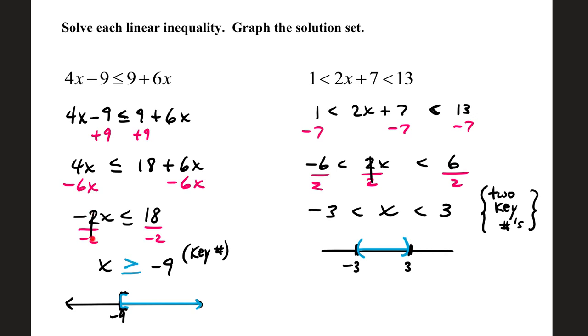Negative 2 divided by negative 2, that's 1x. Turn your symbol around because you divided by a negative. 18 divided by negative 2 is negative 9. That's our key number. All numbers greater than or equal to negative 9 will be to the right of it on a number line, and we use a bracket to include the key number.